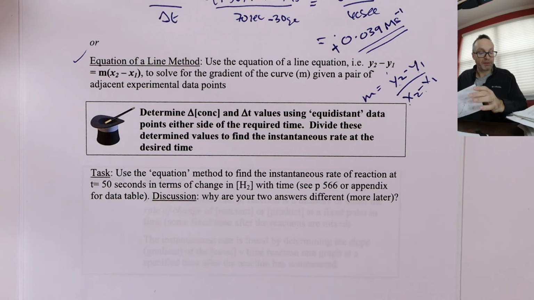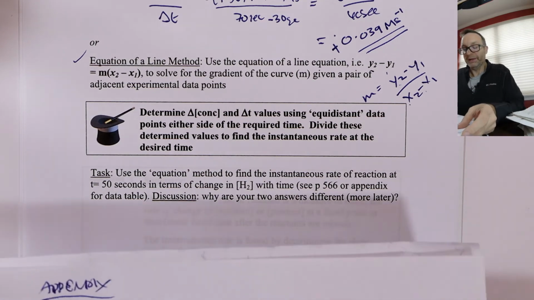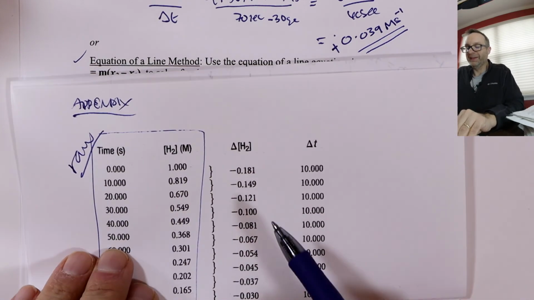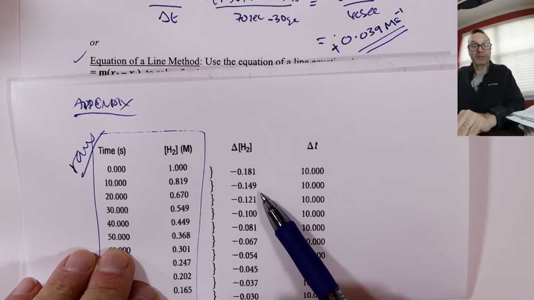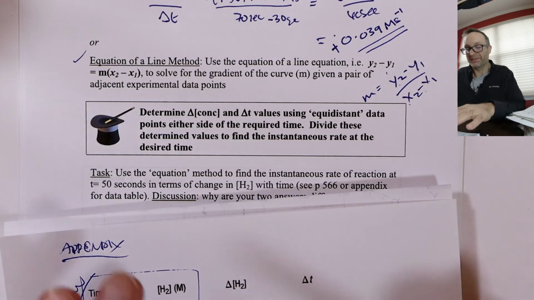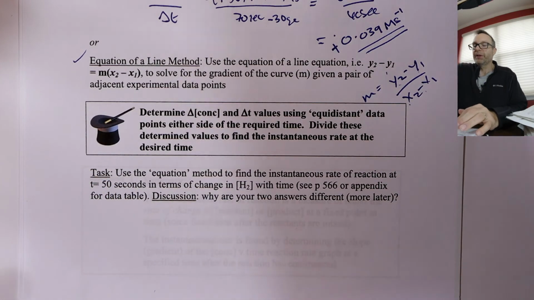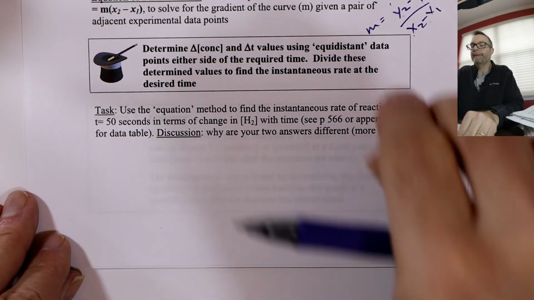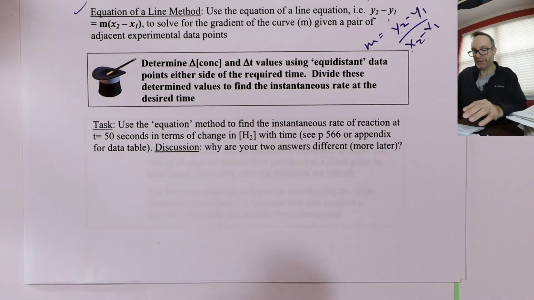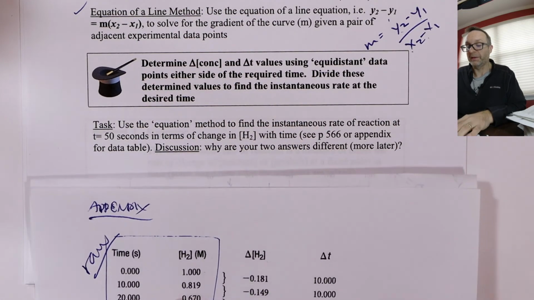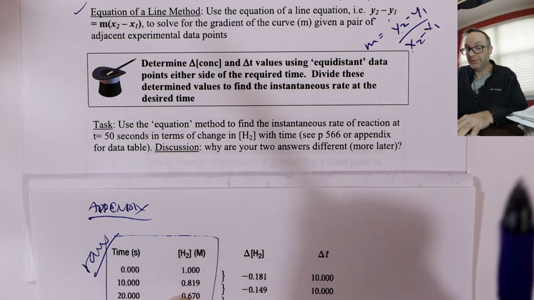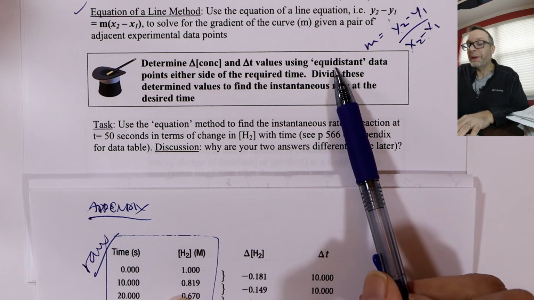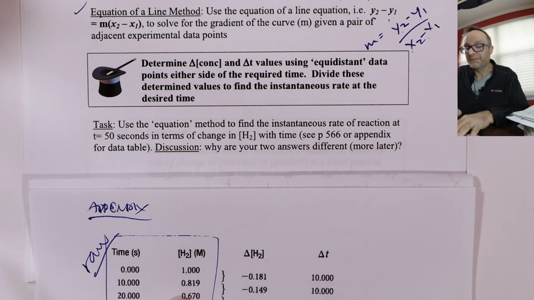Okay, so when we look back here, what do we find? There's our data set. Nicely, they've found the differences for us, which we'll look at in a moment, but we can do the differences ourselves. Actually, I'm going to have you guys do it after I've explained it. So we're going to use the equation of the line for two adjacent data points which straddle the time of interest. Call them equidistant data points. So that's what I'm saying here.